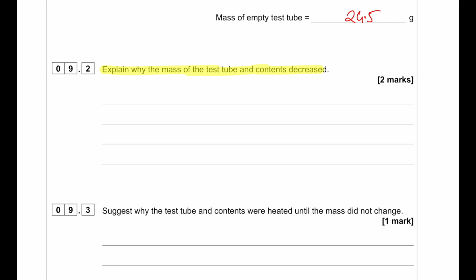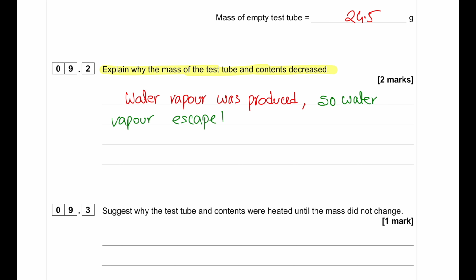Explain why the mass of the test tube and the contents decreased. So obviously when hydrated cobalt chloride was heated, water vapor was produced and the water vapor could escape from the test tube, which decreased the mass.